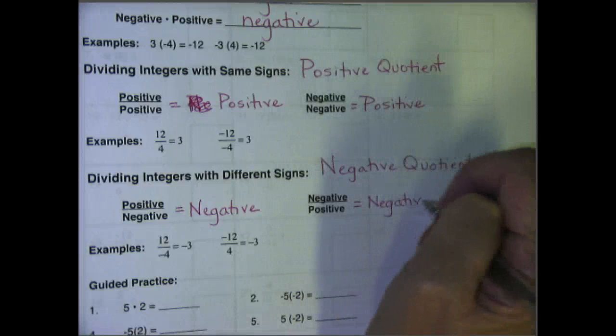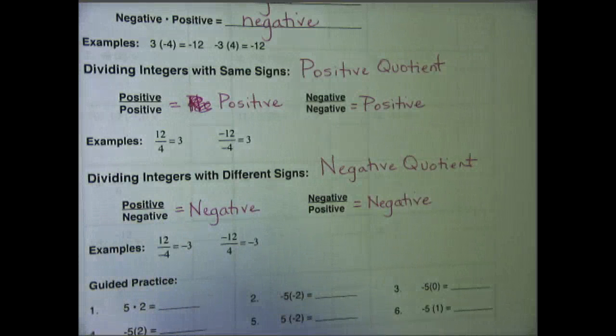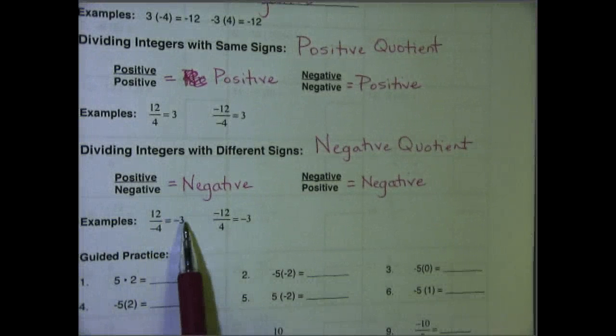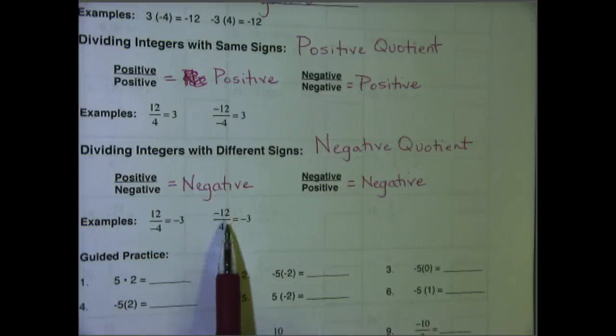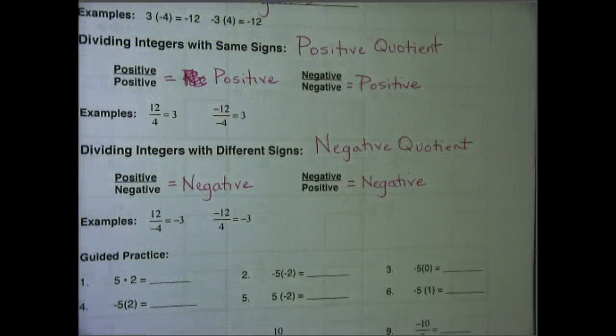Now remember that we use fraction form to show division. Sometimes you're going to see that division symbol, but generally we use the fraction form. So 12 divided by negative 4 equals negative 3. Negative 12 divided by positive 4 equals negative 3. The great thing about multiplying and dividing is, number one, the rules are the same, so once you learn them for one, you've learned them for both. And secondly, your multiplication facts are the same as you learned in second and third grade. They don't change. The only thing you have to worry about is the sign.